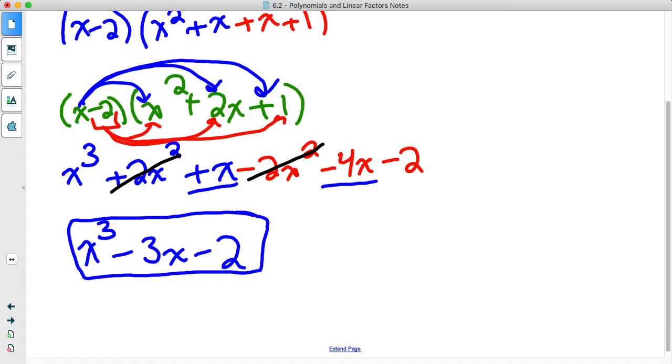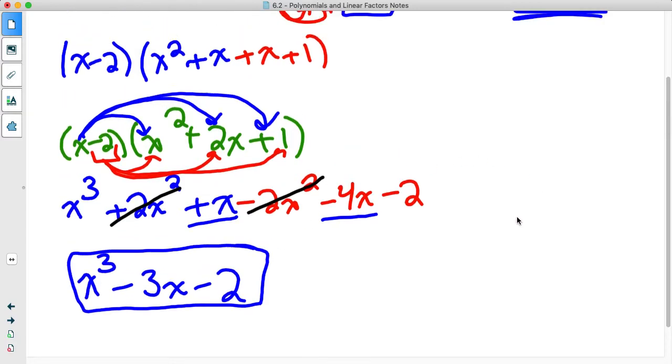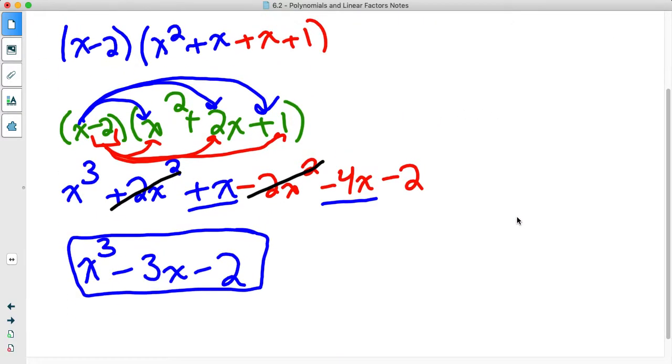Again, any of these steps that you need to see again, rewind, back it up, and just make sure that you can follow through with what's happening there.